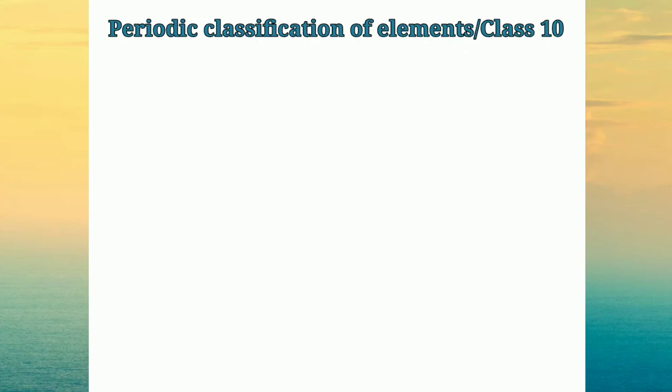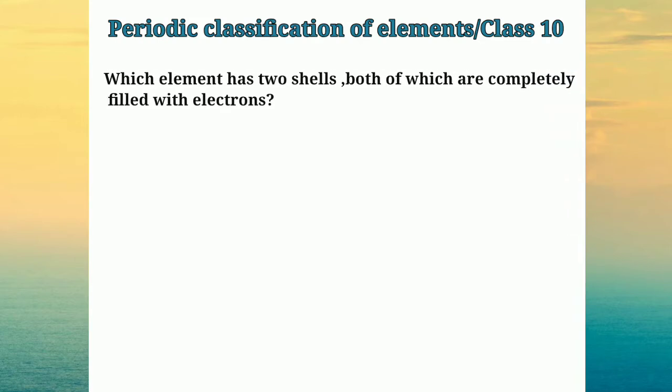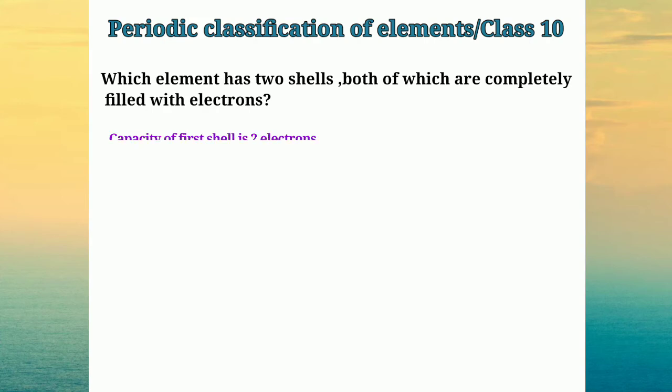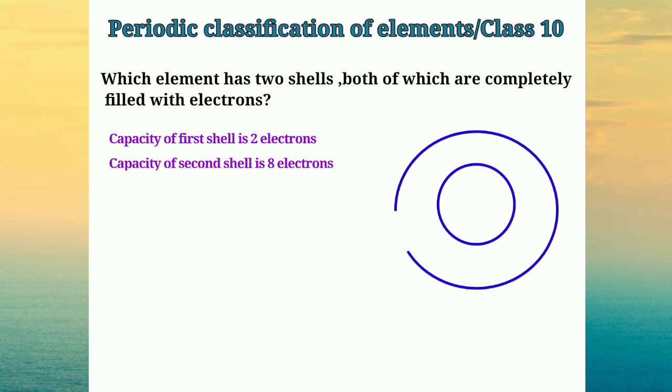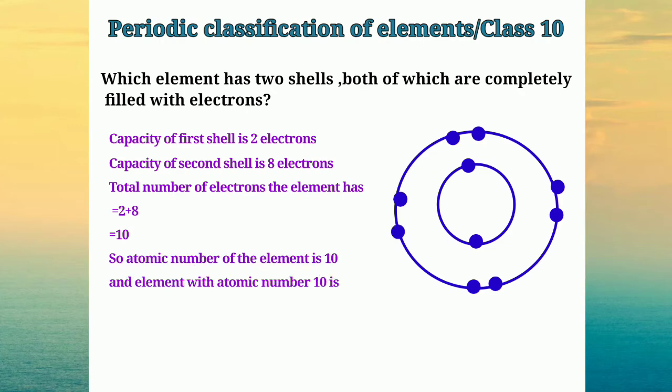Our next question: which element has two shells, both of which are completely filled with electrons? The capacity of the first shell is 2 electrons and the capacity of the second shell is 8 electrons. Since the element has both shells completely filled, it has in all 2 plus 8, that is equal to 10 electrons. So the atomic number of the element is 10, and the element with atomic number 10 is neon.